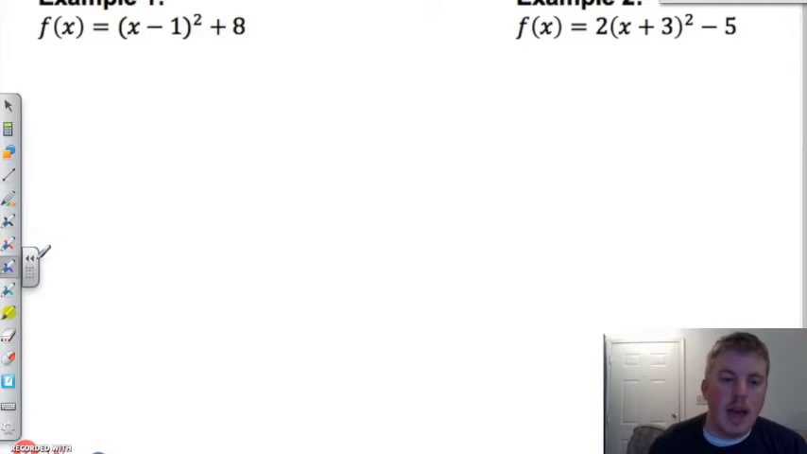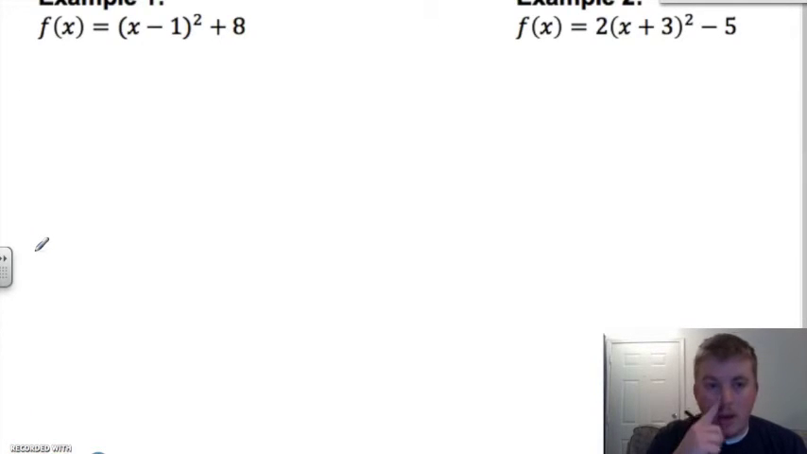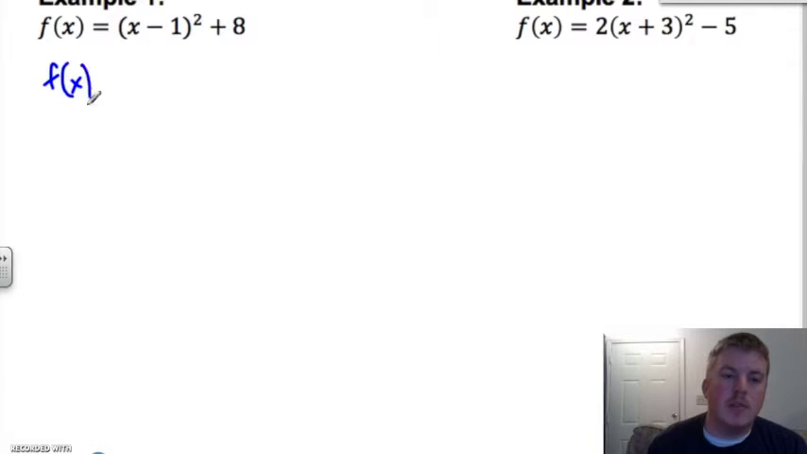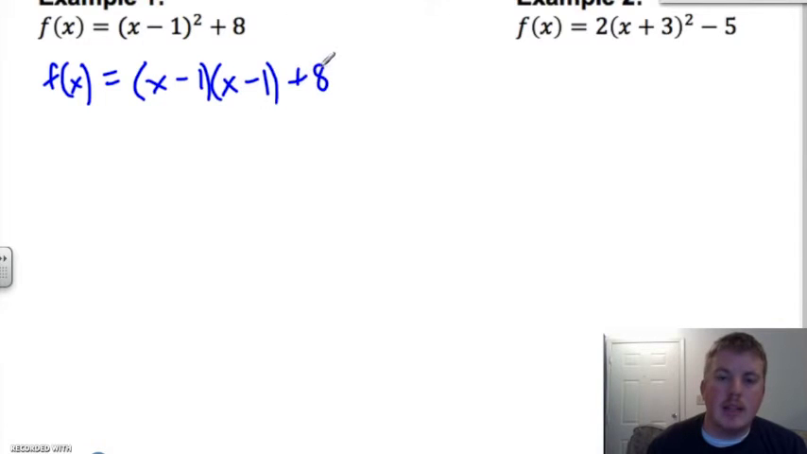So looking at example number 1, we are given f of x is equal to x minus 1 squared plus 8. So what we are going to do is we are going to have to expand the x minus 1 squared. So remember, to square something means to multiply it by itself. So we are going to take x minus 1 and multiply it by itself, x minus 1, and then we still have the plus 8 at the end.